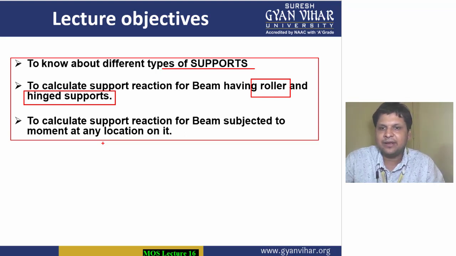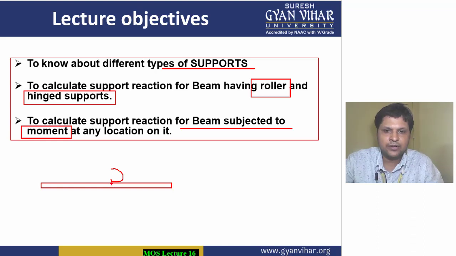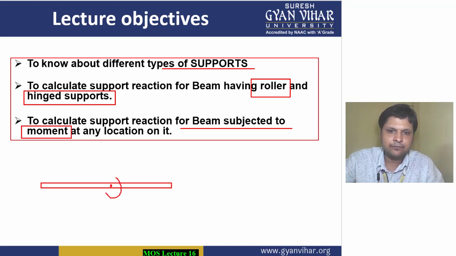To calculate support reactions for a beam subjected to moment at any location, this is an important aspect. We will solve a numerical based on this particular thing in which the beam is subjected to moment. All right. So the case will be like this. You will have a beam, students, and there will be some moment which might be acting on it like this. It might be clockwise or anti-clockwise, which may be acting at any point. For example, if it is acting at this point, then the moment will be in this way.